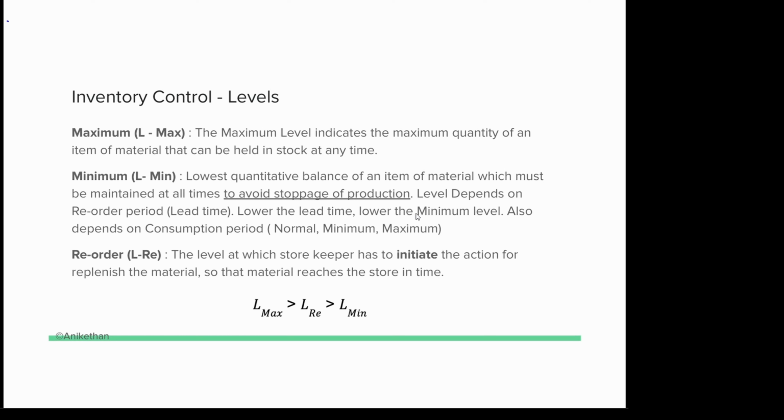Welcome students. Let us continue with the material cost aspects. Last class you learned EOQ and how to calculate the total cost with existing inventory policy and EOQ inventory policy.